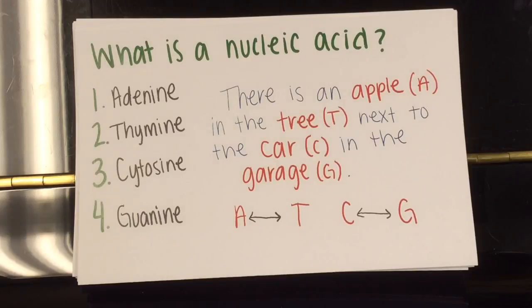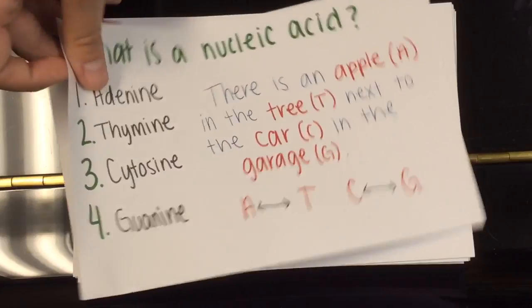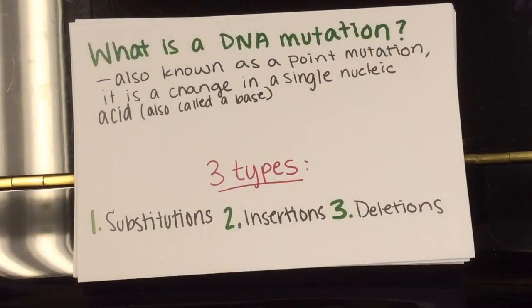However, mistakes do happen, and these are known as DNA mutations. 3 examples of DNA mutations are substitutions, insertions, and deletions. These are called point mutations because only a single nucleic acid, also known as a base, is changed.